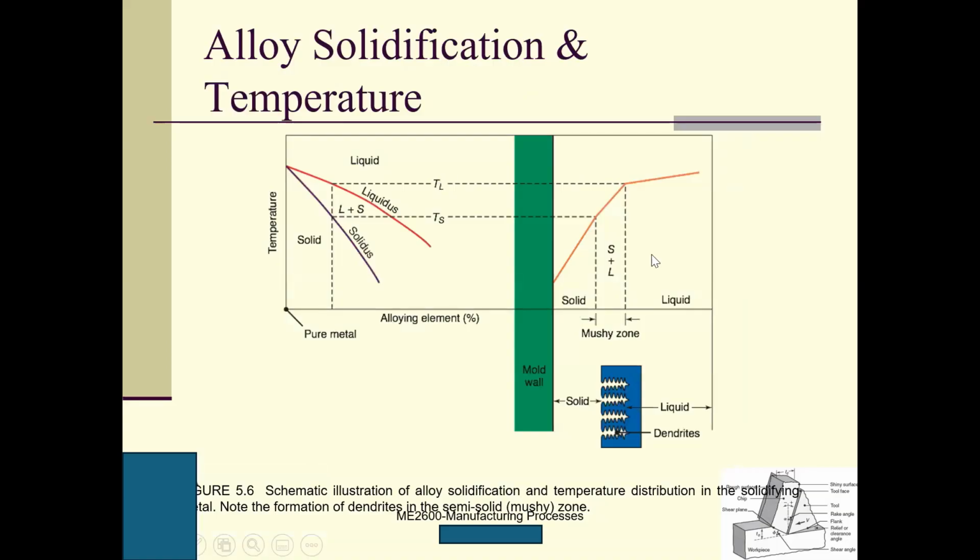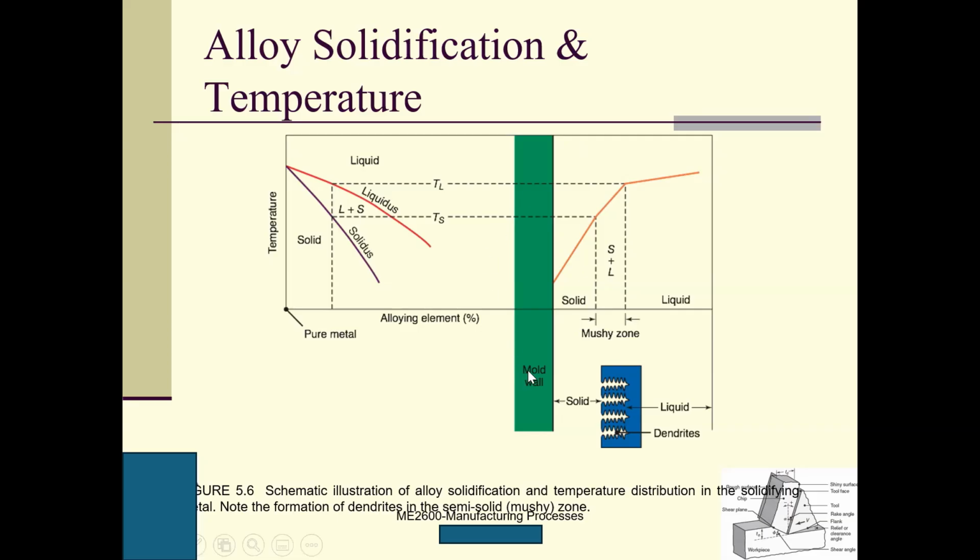So, alloy solidification. You talk about the alloy here. This side is a pure metal, and this is the alloy element. Here is the temperature. This is solidus and liquidus. Given any alloy element content, you draw a vertical line, and then you can explain how it changes from liquid to liquid plus solid and to solid.